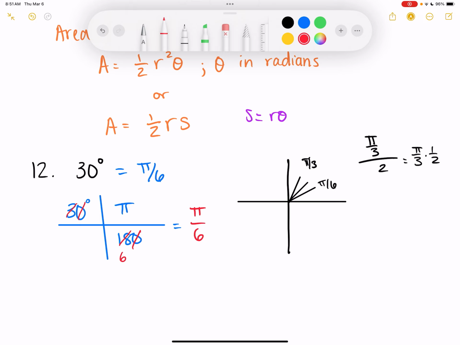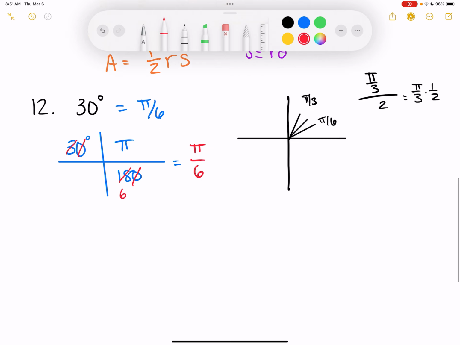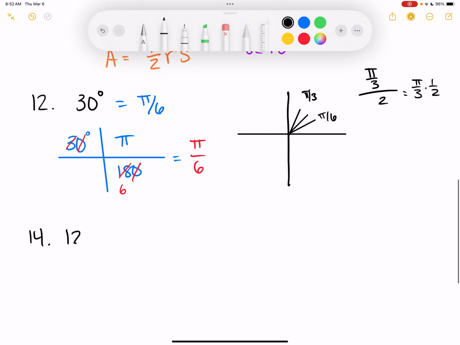Obviously, I was just making up a random number there, but let's see. Number 14, 120 degrees. A lot of times when I write down the problem, I'll go ahead and just make the T-chart. Now, 120 is also a value on our unit circle, but I'm going to pretend that I've forgotten it. I don't have a unit circle in front of me. And so I'm going to do the conversion.